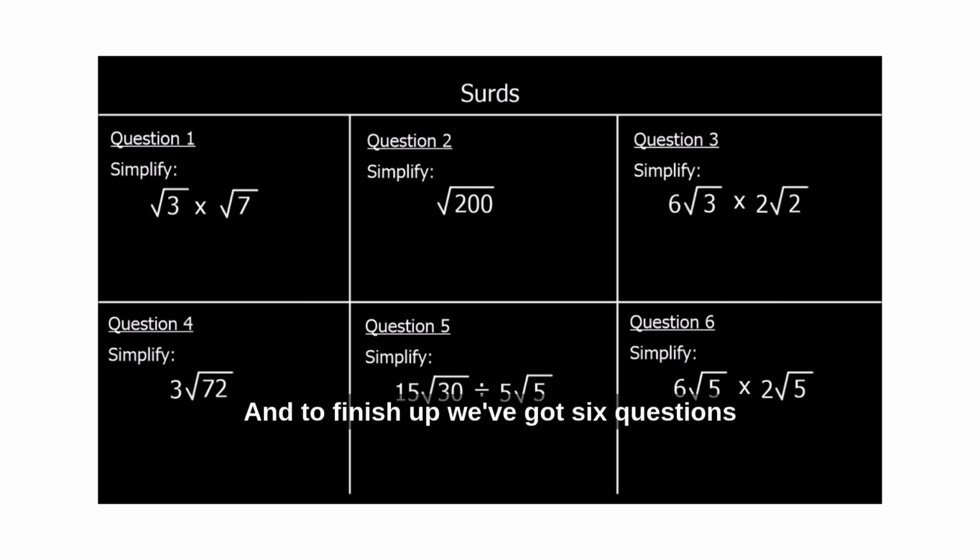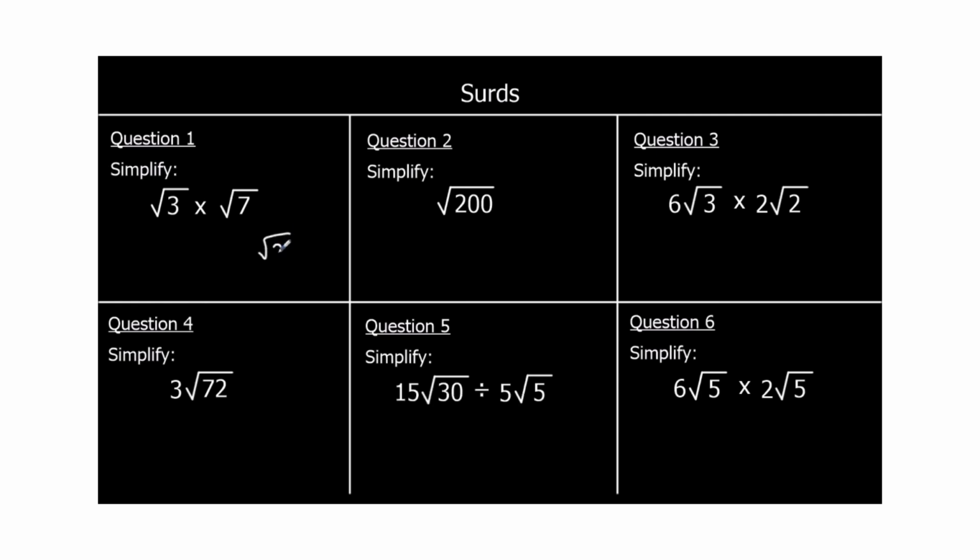And to finish up, we've got 6 questions. So pause the video, give them a go, and press play when you're ready to carry on. Okay, so question 1, we've got root 3 times root 7. 3 times 7 is 21. So root 3 times root 7 is root 21.